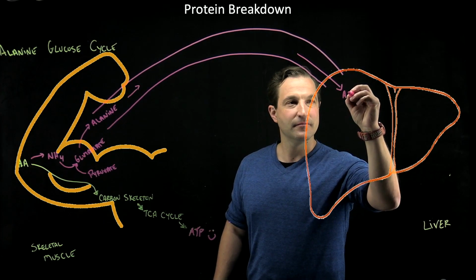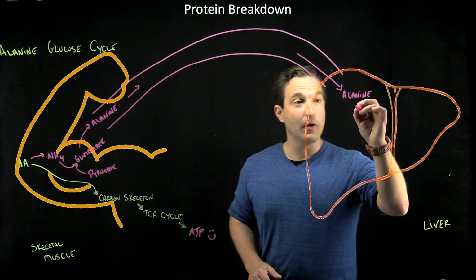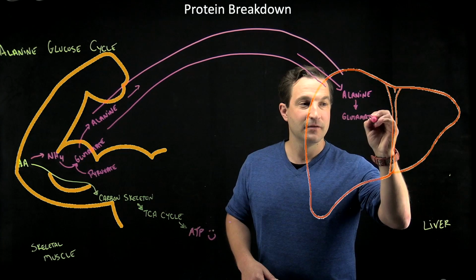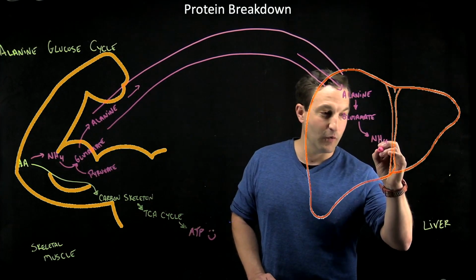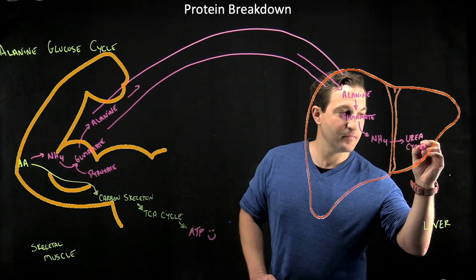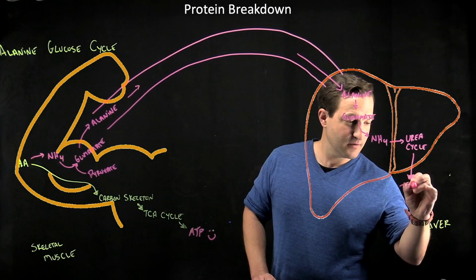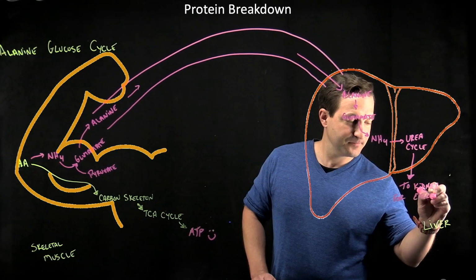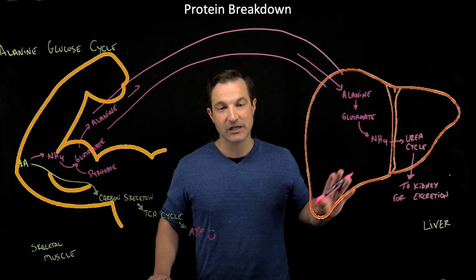Once that alanine is here, what do we need to do? Well, we need to get rid of that nitrogen. So we'll break it back into glutamate, or transaminate it back into glutamate, where now we can remove the ammonium. Then the ammonium will go into the urea cycle, and be moved from the liver to the kidney for excretion. Hooray! We've gotten rid of our ammonia. Fantastic. We've protected ourselves and gotten rid of that ammonia.